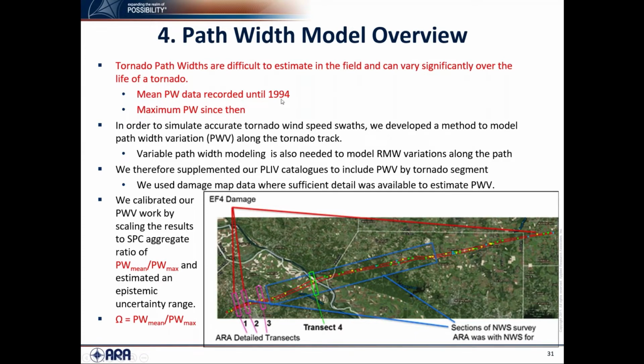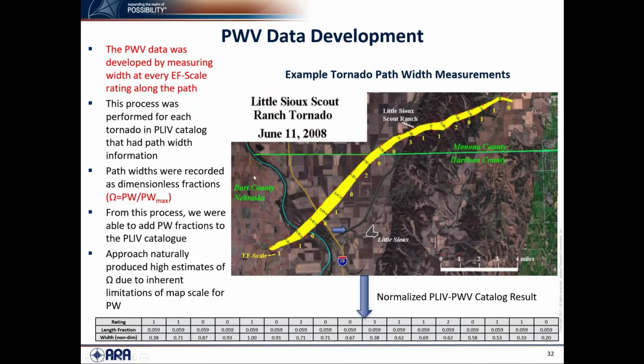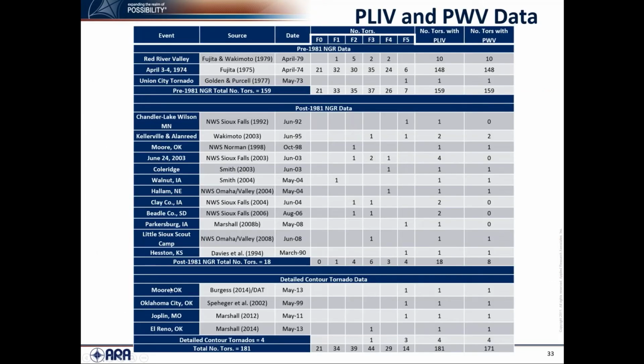The mean path width was reported until 1994, and then we switched over to reporting the maximum path width. Again, for the tornadoes where there was very detailed reporting, some in the DAT and some in other works, journal papers, articles, works by Fujita, etc., we went through and digitized that material, and ultimately developed a path width model. And as the tornado is moving along, as it's changing intensity, how does that change the width as well? So we developed those parameters as well.